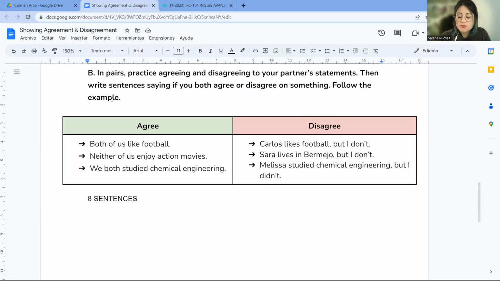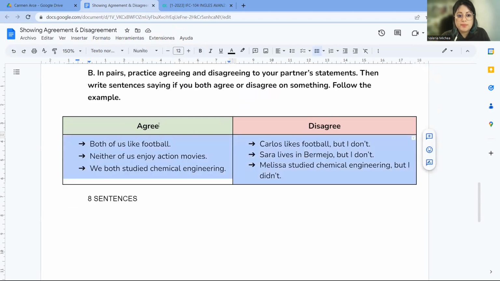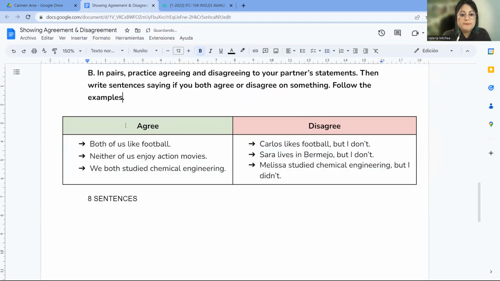How are you going to do that? Pay attention now, because I'm going to explain how to say if you agree or disagree on something. These are the examples. This is supposed to be in plural form. If you both agree on something, you can say it like this. Both of us like football.